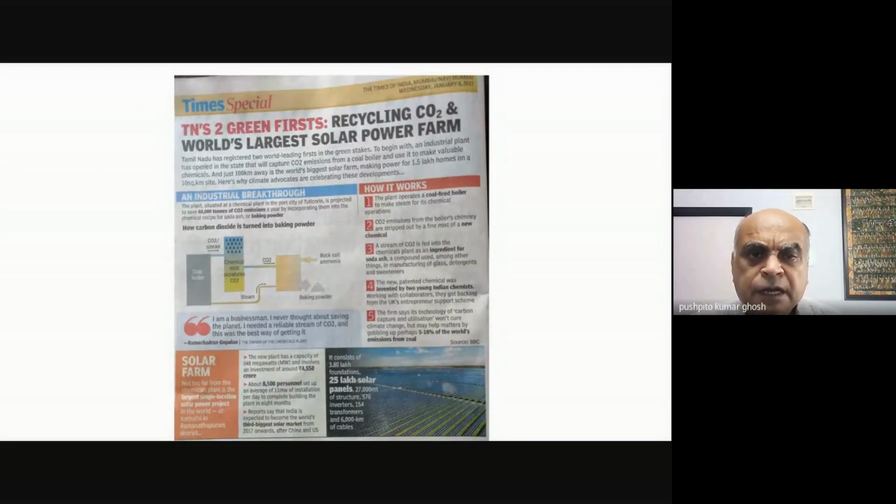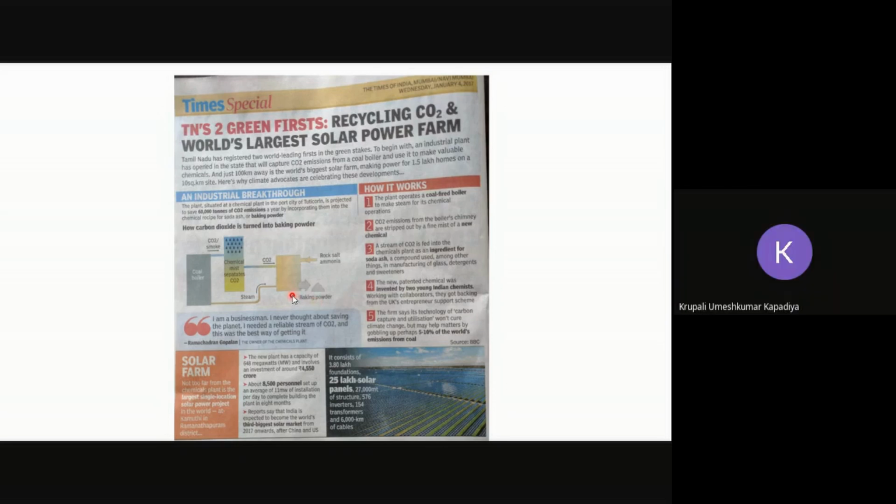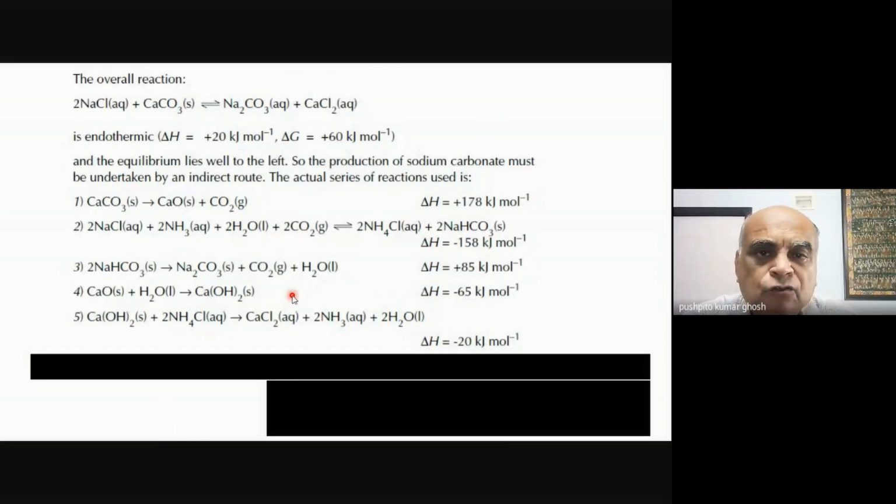Now you can see this is an interesting article, and it says recycling CO2. And one of these technologies is related to production of sodium bicarbonate. Okay, baking powder. Now, all of you have heard of the Solvay process? Has everyone heard of the Solvay process? Yes, sir. Okay. Right. So this is the net chemistry of the Solvay process.